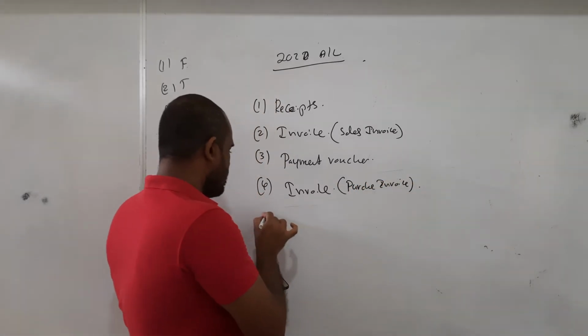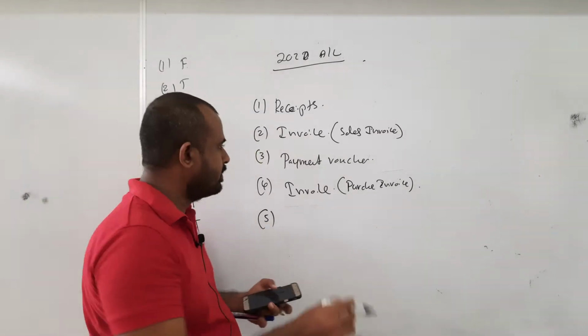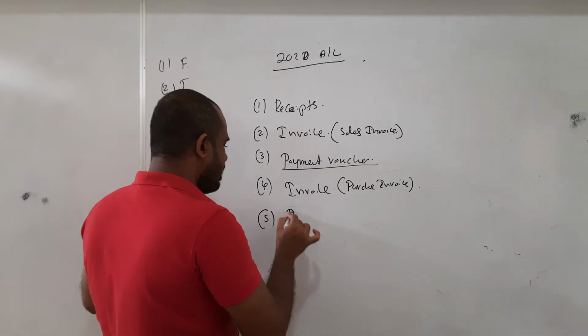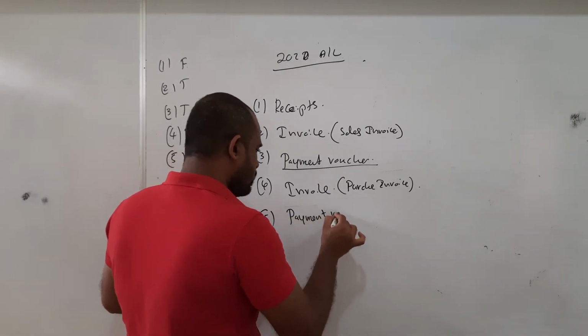The same copy, which is also known as a purchase invoice. Transaction number 5. Payment of electricity bill. Same thing, payment voucher, that will be recorded in the payment journal. Then it will be the payment voucher.